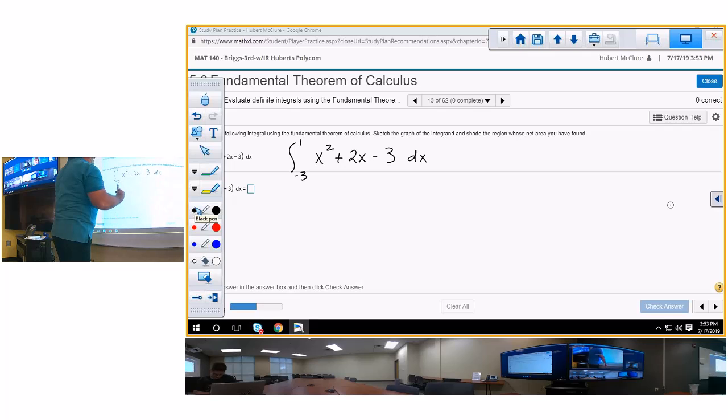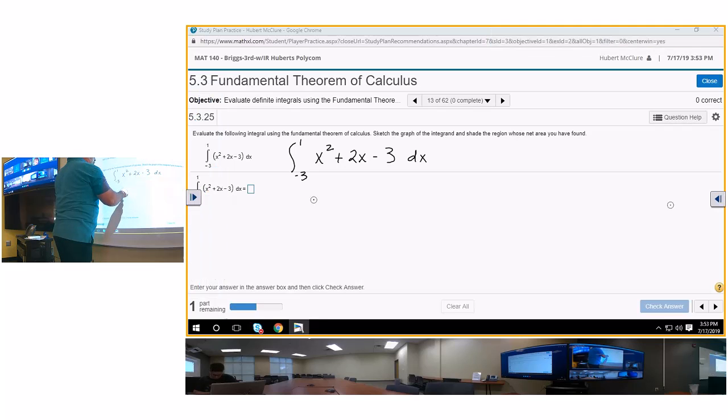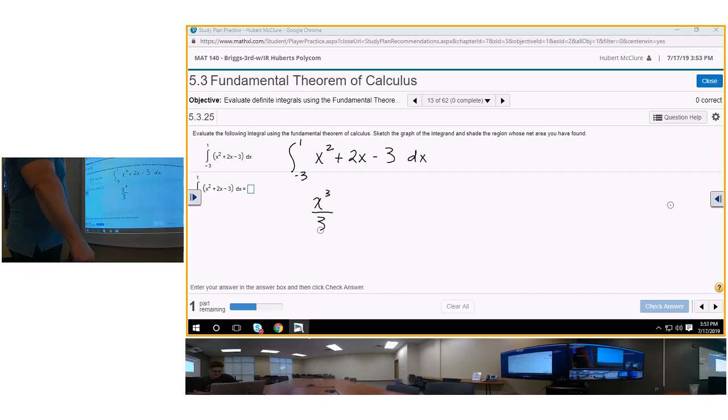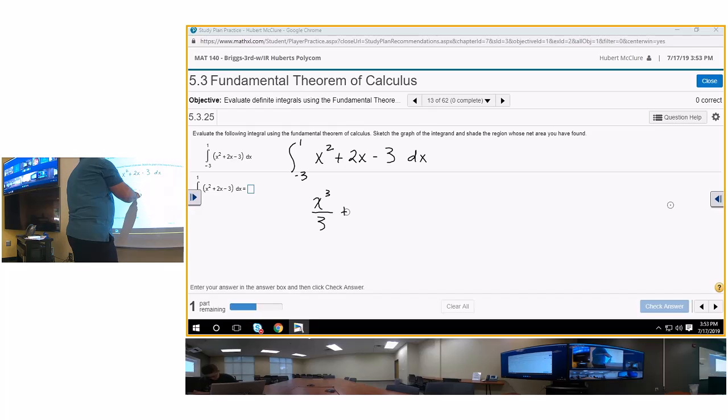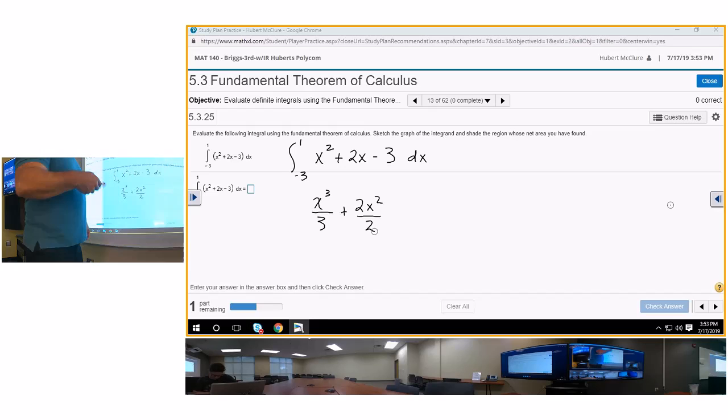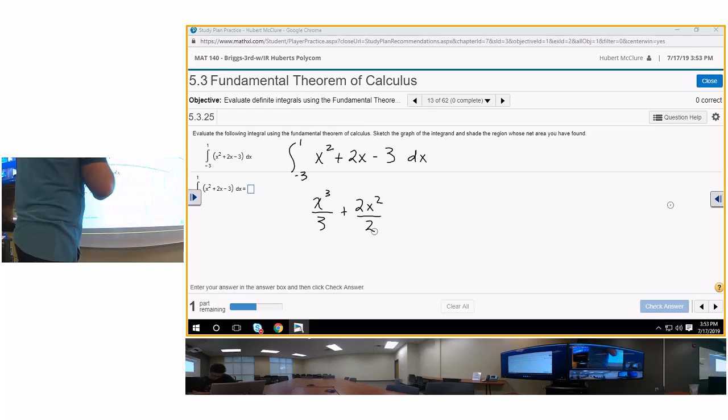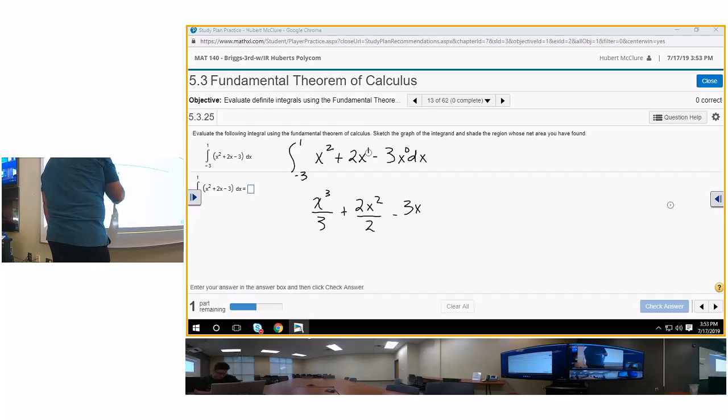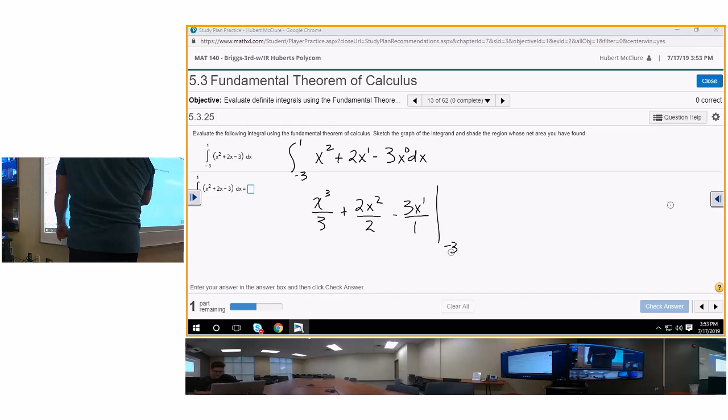Okay, so what is the antiderivative of x squared? X to the third over 3, or 1/3 x cubed. What's the antiderivative of 2x? 2x squared over 2, which is x squared. Now, you can cancel while you're doing it, but some of you that are crawling, you might want to just wait a while before you start doing all this canceling, okay? Just saying. Then minus 3x: this is x to the 0, this is x to the 1, so that's going to be x to the 1 over 1, evaluated at -3 and 1.